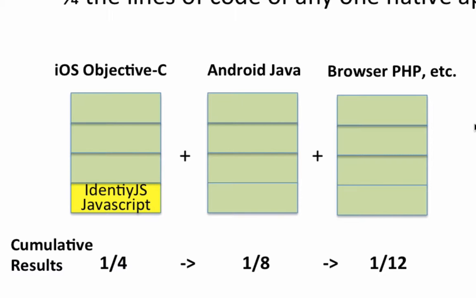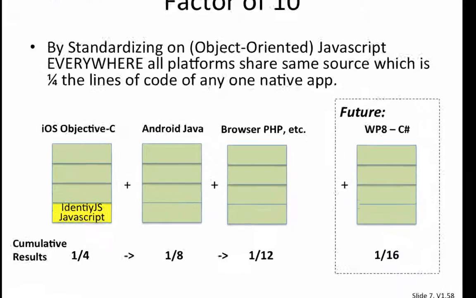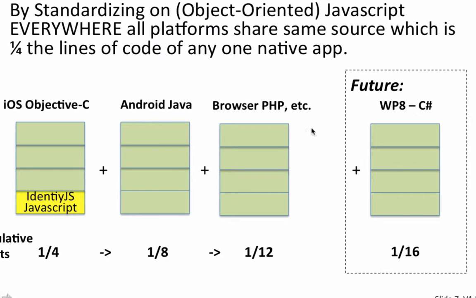Now in the future, if we look at Microsoft WP8, what we have over here is the whole application. If I wanted to support Windows Phone, I would need to re-implement it in C#. Well, because I've already got it in IdentityJS, when WP8 comes along, I can simply run it on that phone directly without any changes. And in that case, the total amount of code would be 1/16, so it'd be a factor of 16 more efficient.